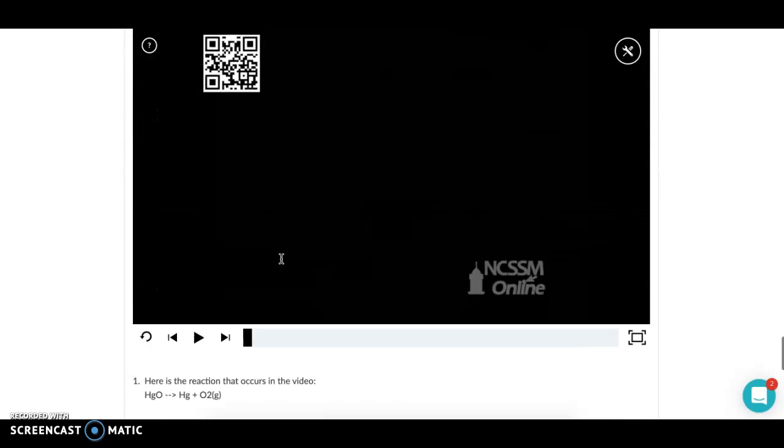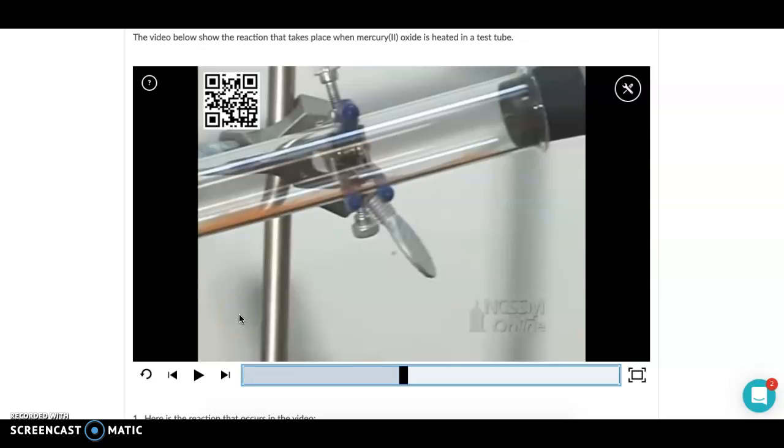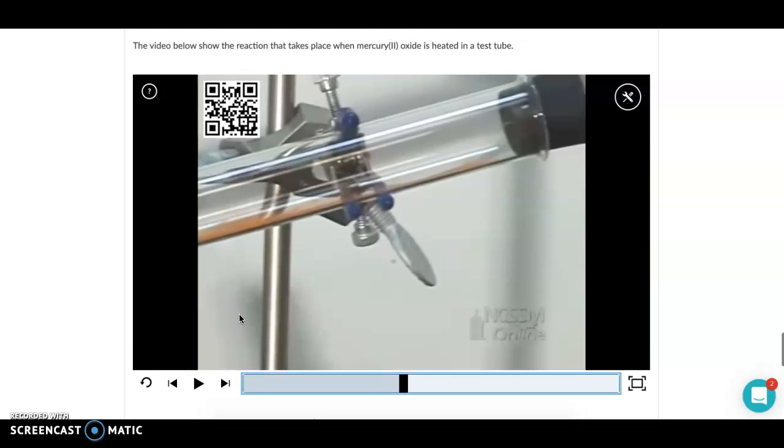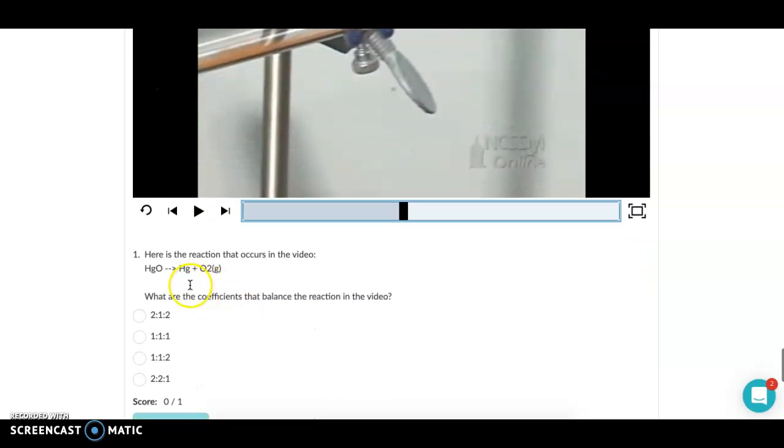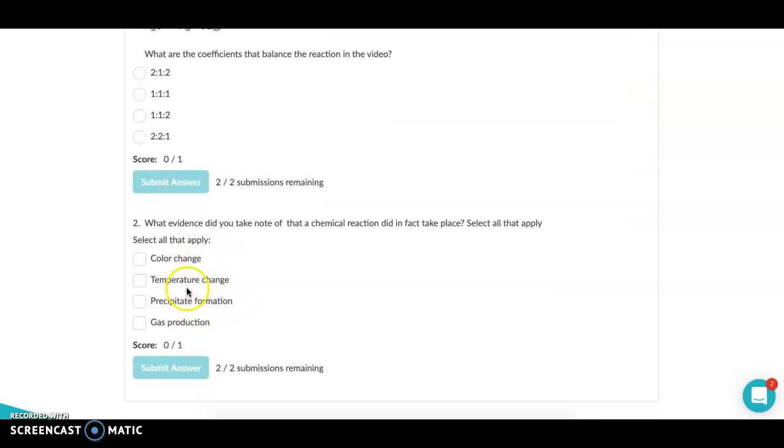And lastly, number 4 is another reaction here where we're heating mercury oxide. Balance the equation. And what evidence do you observe that a chemical reaction has occurred? Answer those 10 questions. And you are finished with the lab for today.